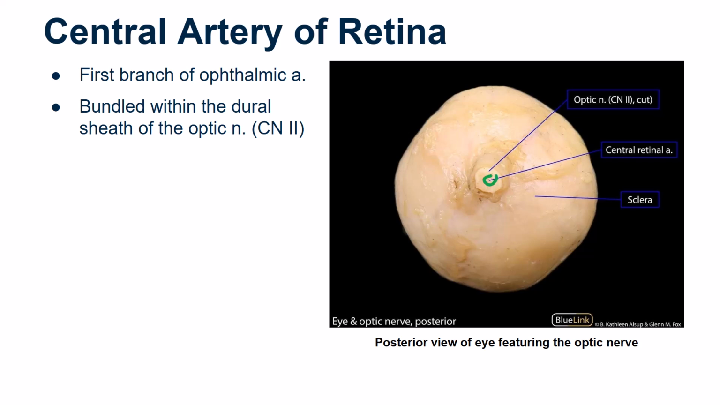Here we're looking at the posterior aspect of the eye, and the optic nerve has been cut, and we can see the central artery of the retina, or the central retinal artery, bundled within the dural sheath of the nerve here.